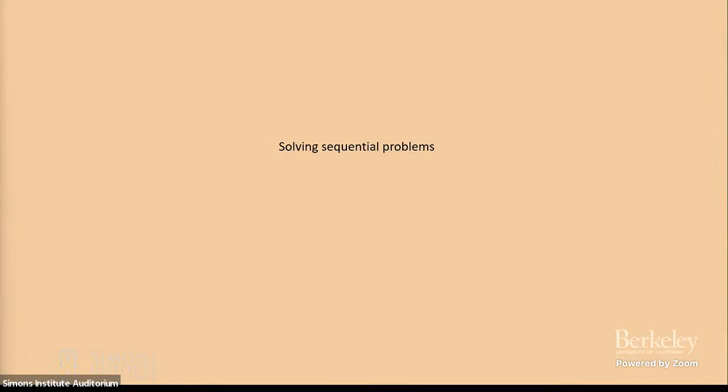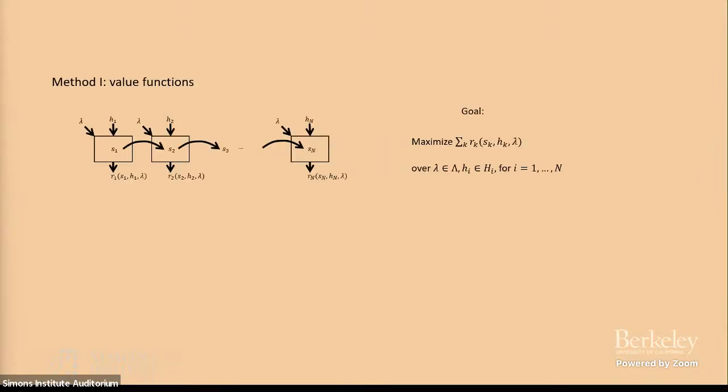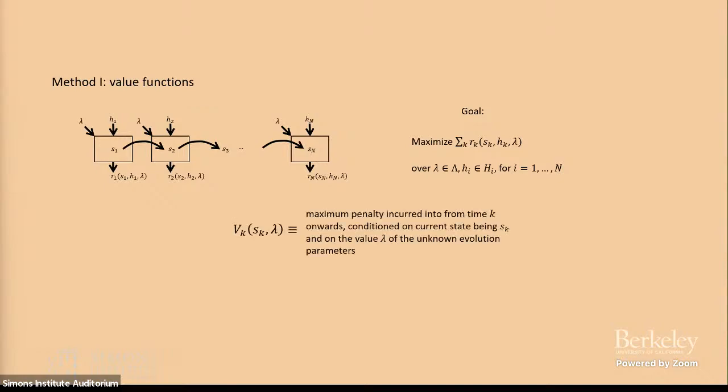Okay, so how do you solve these problems? I'm going to give one method. This is the original problem we want to solve. We want to maximize the total reward over all the values of these variables here. And we're going to introduce a function, which we call a value function. It will represent the maximum penalty that you incur from time k onwards, so all the cumulative penalty that you will get from time k onwards, conditioned on the current state being s_k and on the value lambda of the non-evolution parameters. It's a definition.